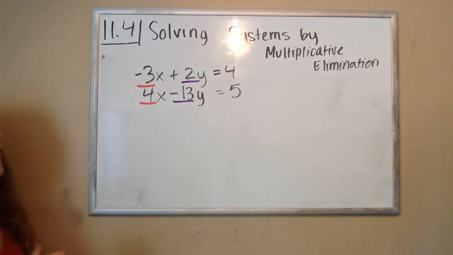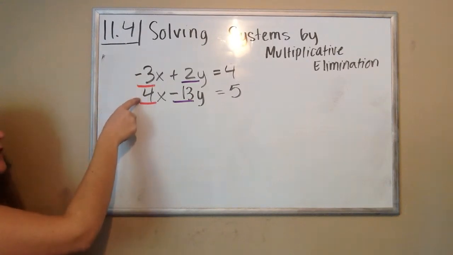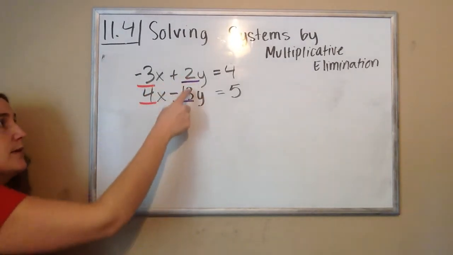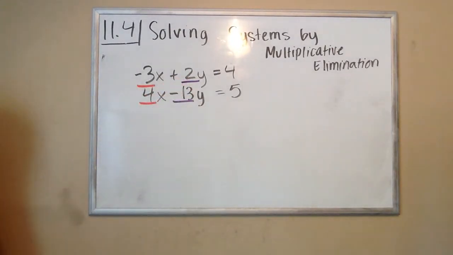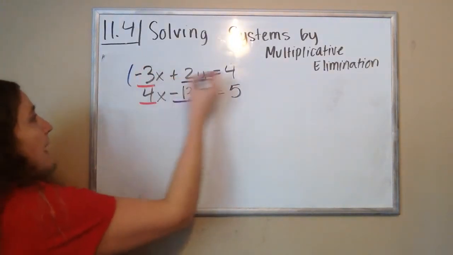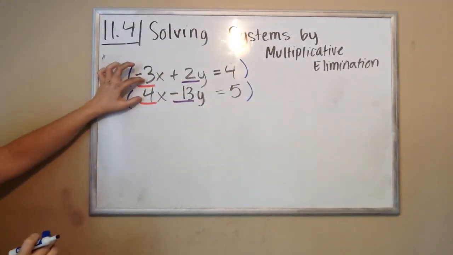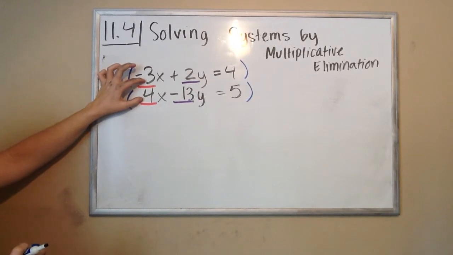Good news so far, we have a negative and a positive, those are inverse, and a positive and a negative, those are inverse. But we need the coefficients to be the same number. Okay, so what we're going to do is consider what we could multiply both equations by to get these coefficients to be opposite but the same number.